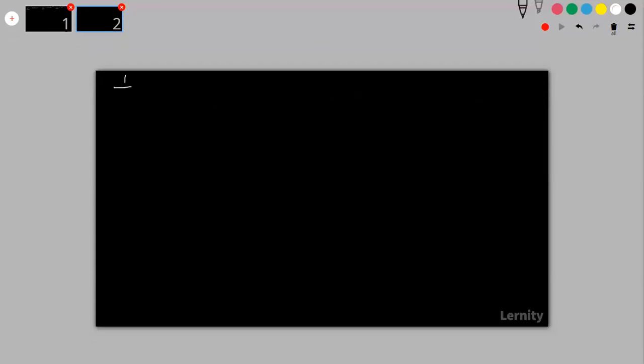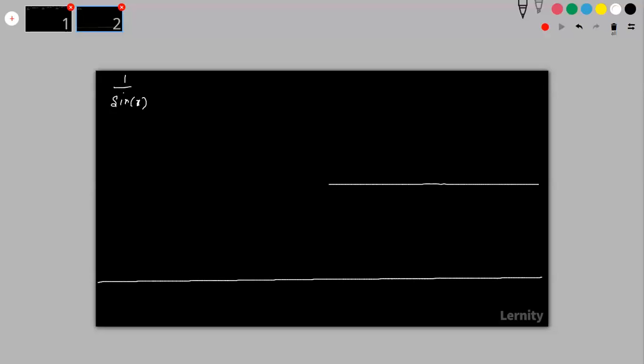So we'll draw 1 by sin x. To draw the graph of 1 by sin x, the best way is to draw the graph of sin x and then see the reciprocal, that means 1 by sin x. From there I will see the graph of 1 by sin x. So first I will draw the x axis and the y axis.